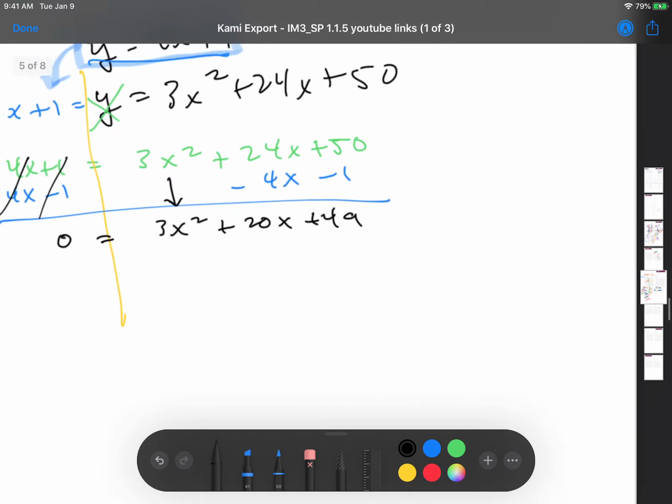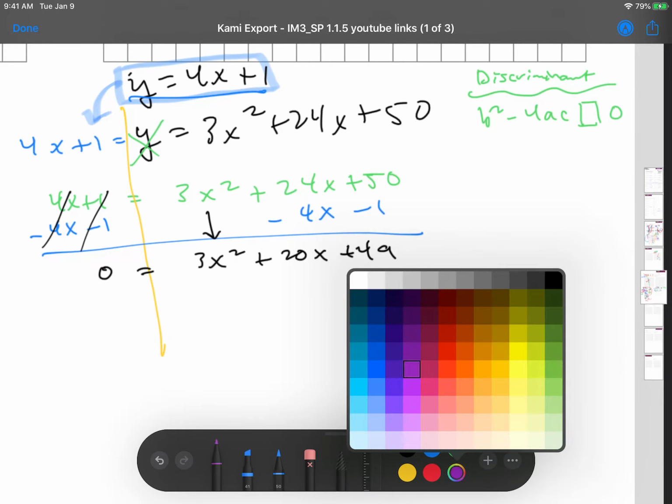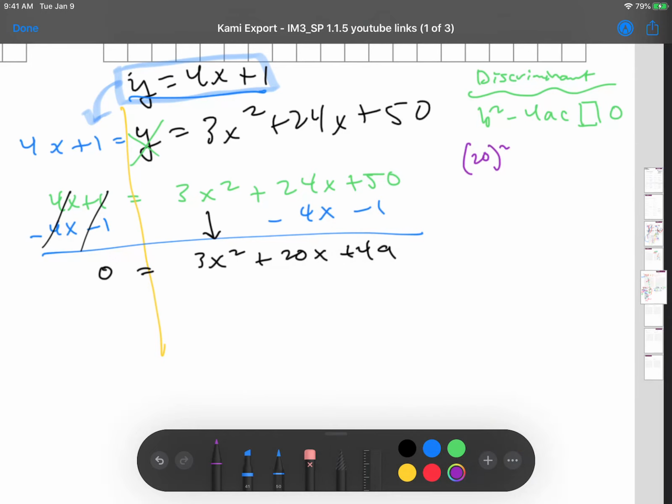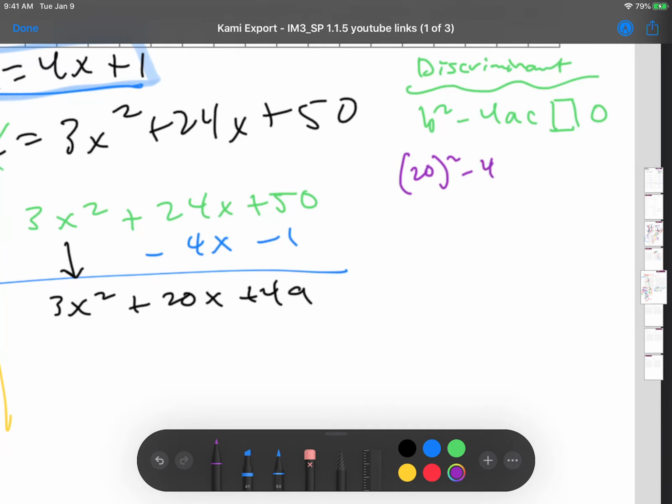Now at this time you can deploy the discriminant. What the discriminant tells us is how many solutions there are going to be. B squared minus 4ac, and then you're going to put an inequality in this box. Okay, let's do that together. B is 20, A is 3, and C is 49.